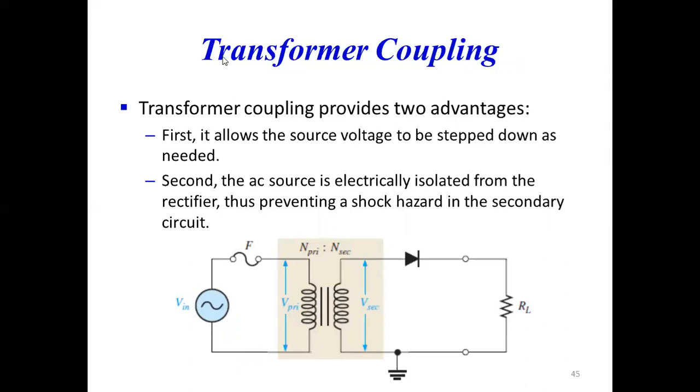So, transformer coupling. Student, here I have shown one transformer. This is the primary, N primary, and N secondary. Number of turns at the primary, number of turns at the secondary. I am applying AC voltage here, and depending upon this turns ratio, I am going to get a step down voltage at the secondary. Voltage at the secondary is denoted by V secondary. Then the secondary voltage is applied to the diode. Your diode will turn on during the positive half cycle, it will remain off during the negative half cycle, and you will get voltage across this R L.